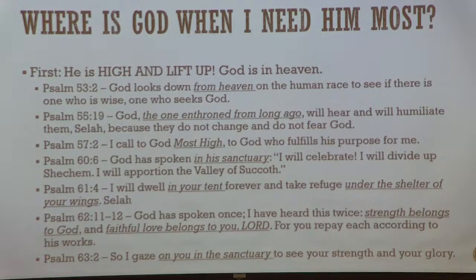All right, where is God when I need him most? He is high and lifted up. He's in his sanctuary. He's still Elyon, the Most High. He's still the one over all of it. He's still enthroned. He's still the one enthroned from long ago. He still has sovereign control over it all.